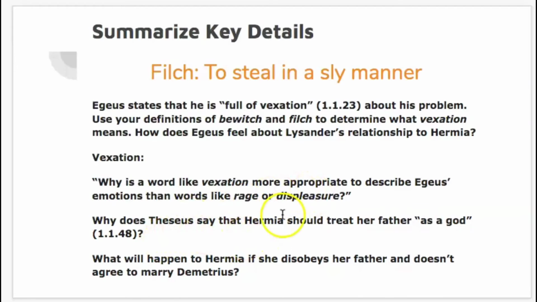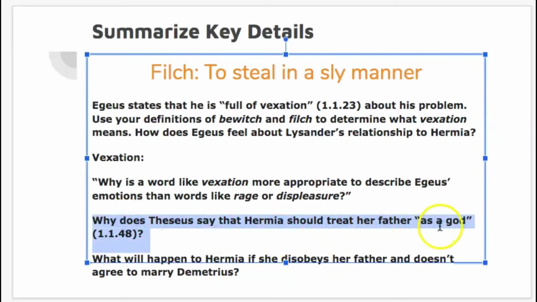Why does Theseus say that Hermia should treat her father as a god? 1.1.48, Act 1, Scene 1, line 48. Why does he say that she should treat her father as a god? And what will happen to Hermia if she disobeys her father and doesn't agree to marry Demetrius?